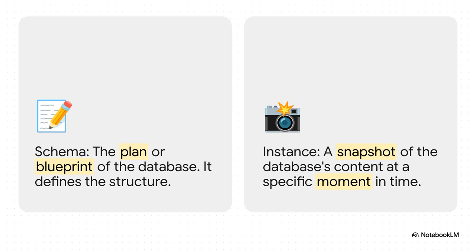This whole idea brings up two really important terms, schema and instance. The easy way to think about it is this. The schema is like the library's permanent architectural blueprint. It defines the structure, and it almost never changes. An instance, on the other hand, is just a snapshot in time. It's like taking a photo of which books happen to be on the shelves right now. The blueprint stays the same, even though the content is changing constantly.